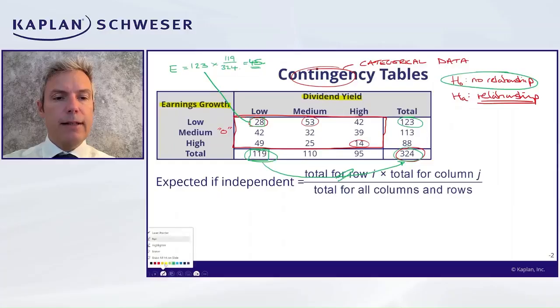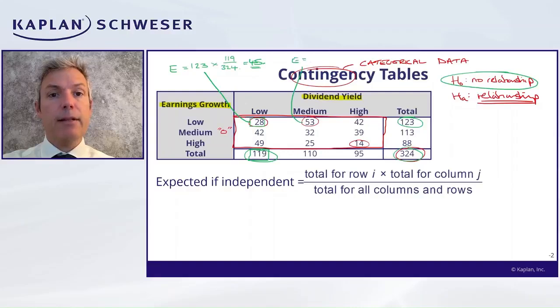For every cell, you're going to do this green expectation. I won't calculate them all, but for example, in this cell here, the expected value under the assumption of no relationship, under null conditions, would be the row value 123, split according to columns, 110 out of 324. Whatever that number is.